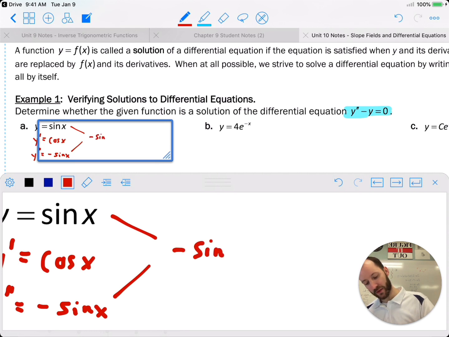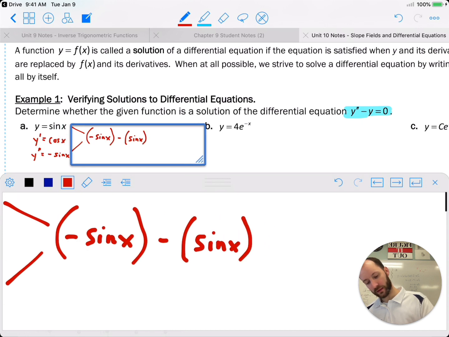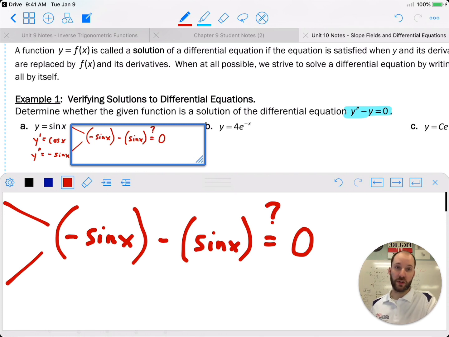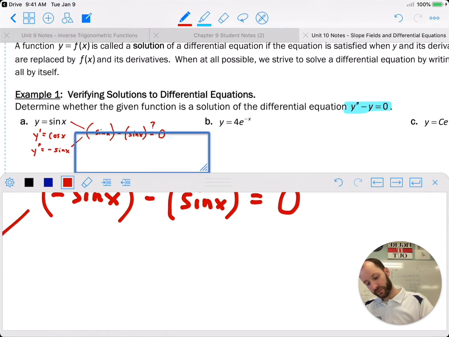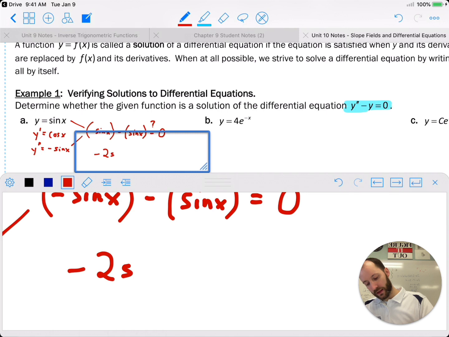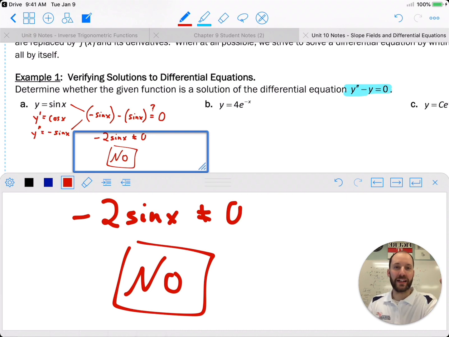So negative sine of x for y double prime minus sine of x. And then does that equal 0? And we find negative sine minus sine, negative 2 sine of x, and that does not equal 0. So, no, y equals sine of x is not a solution for this.